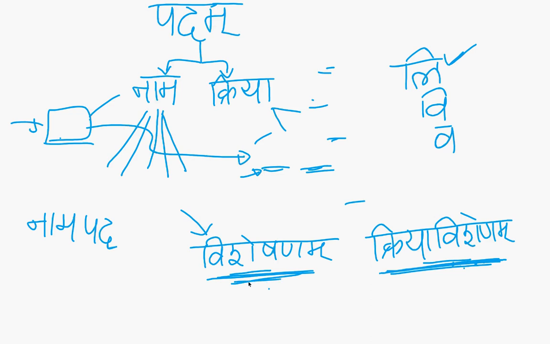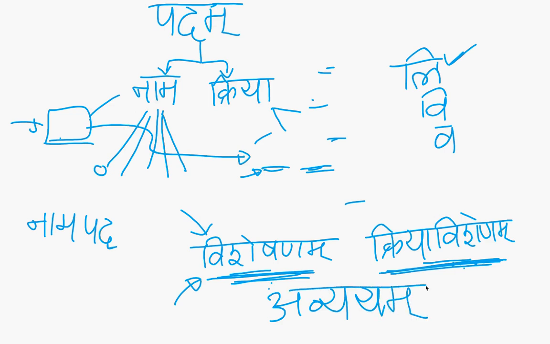Okay? Only these are the additional terminologies we are using to describe what kind of namapadam it is. But it is a namapadam. Even avyayam is also namapadam. Avyayam is not something different. It is a kind of namapadam. It's a type of namapadam. In avyayam also, do we have these different lingams? No, avyayam is a fixed form.